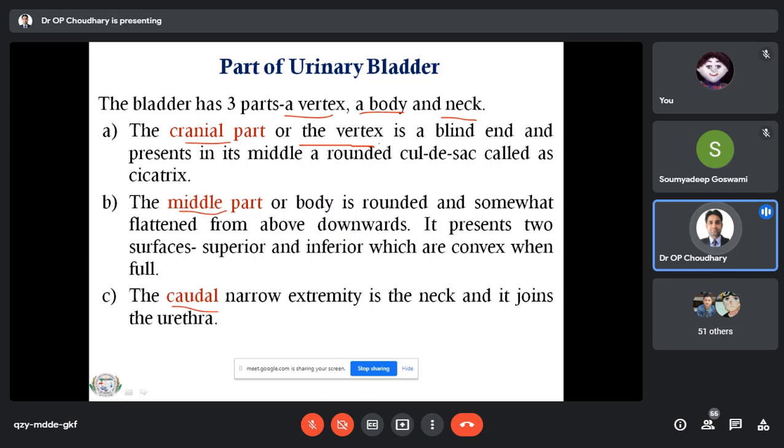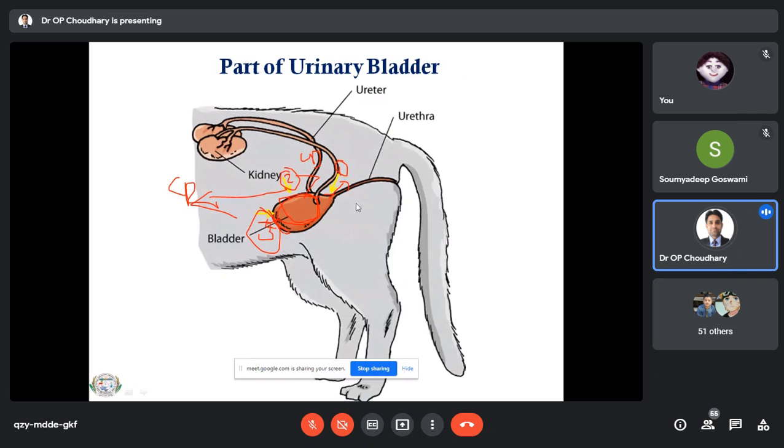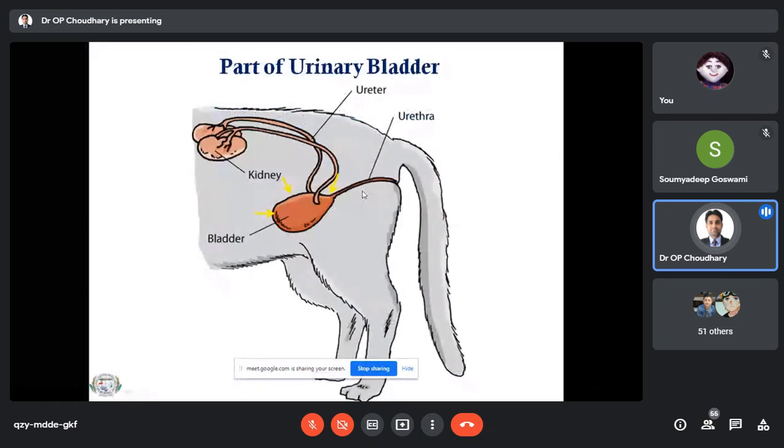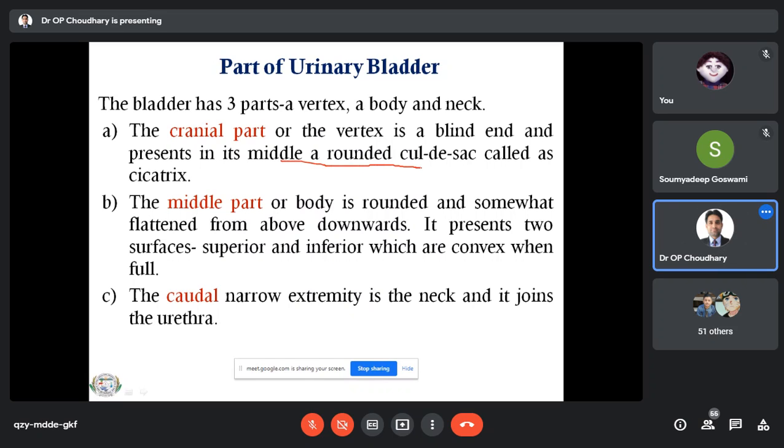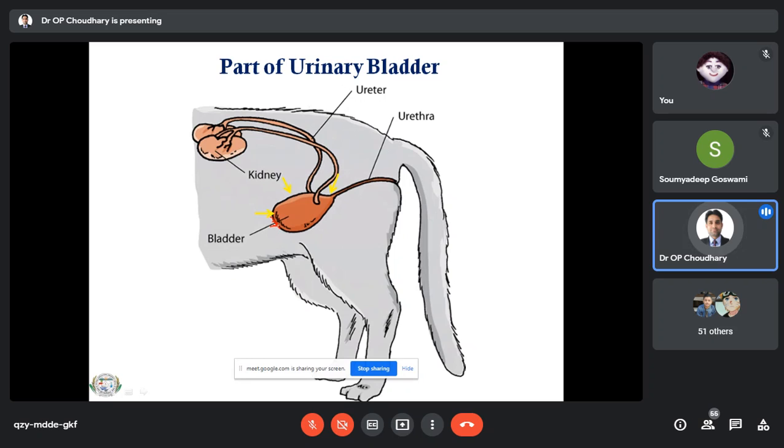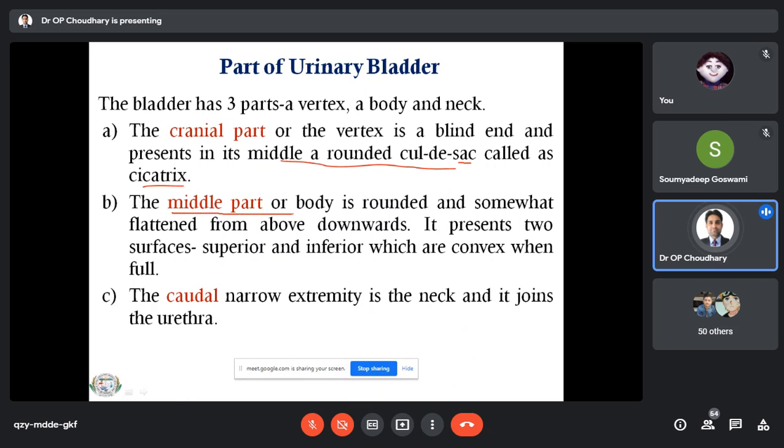Okay, so first is the cranial part. This part is also called the vertex and is a blind end and presents in its middle a round cul-de-sac. It is called the cicatrix. You can see here, so the first part is the cranial part. In the cranial part, which is also called the vertex, in its middle it presents a depression that is called the cul-de-sac, or also called the cicatrix. So the first part of the urinary bladder is the cranial part, or it is also called the vertex.